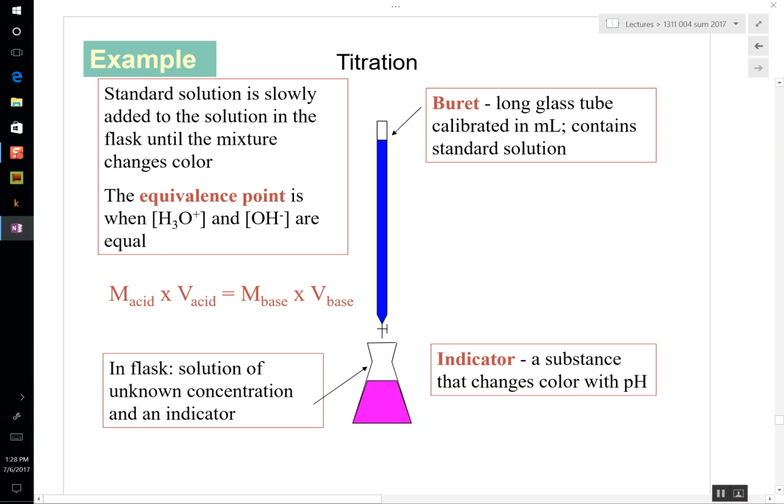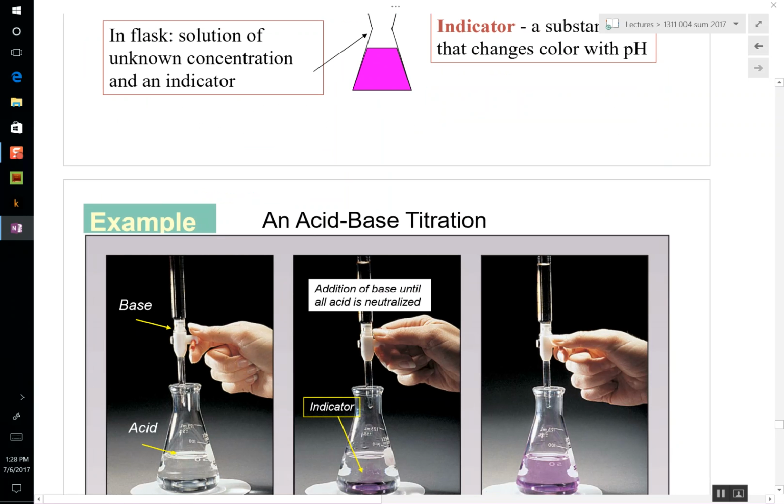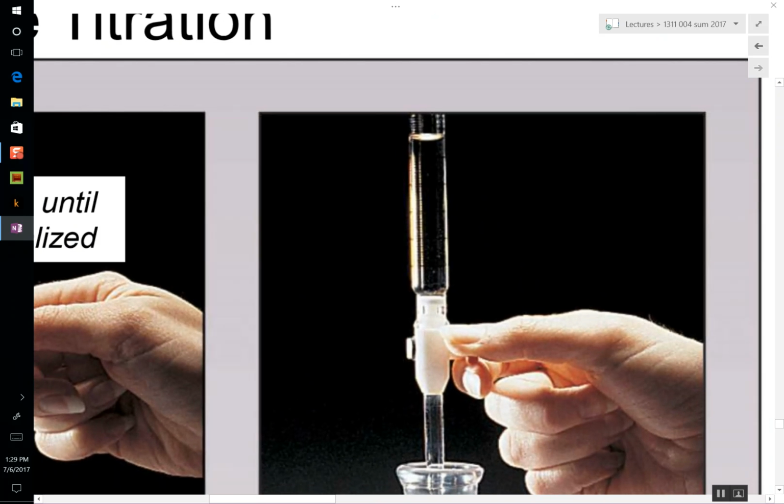By some method, we would determine the exact concentration of our base. Let's say it was 0.1397 molar sodium hydroxide. And we have it in a burette. What is a burette? A burette is calibrated. You can't see it here. You can kind of start seeing it.